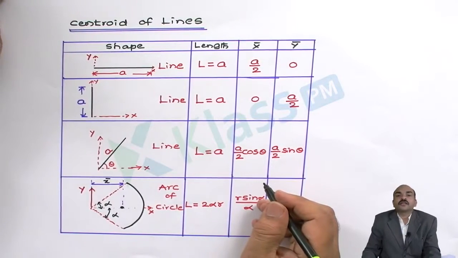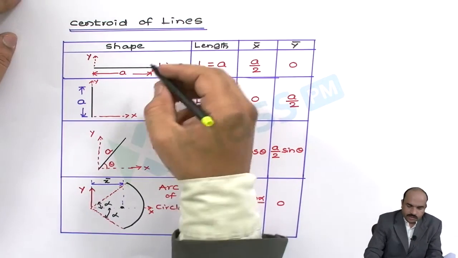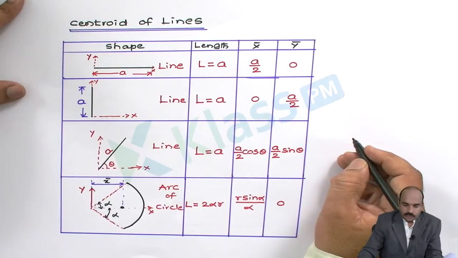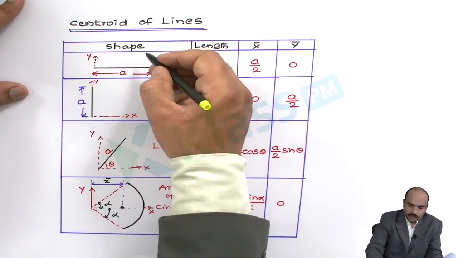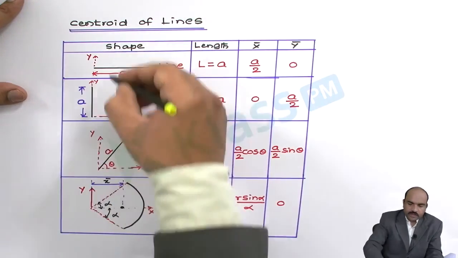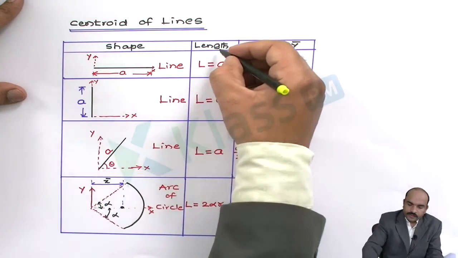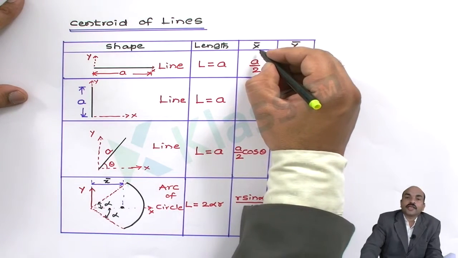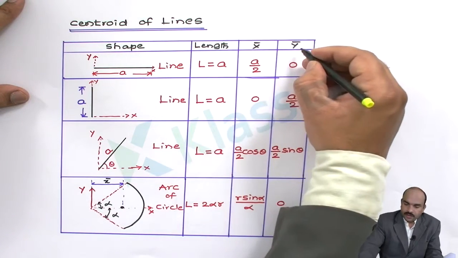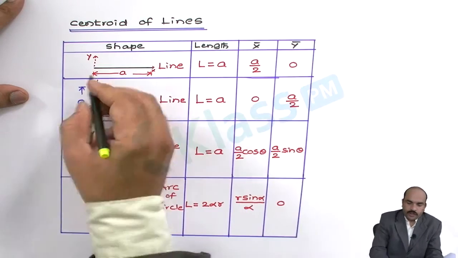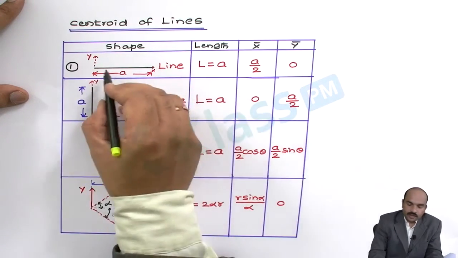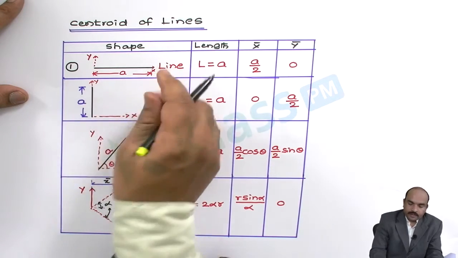Now let us discuss centroid of lines. So these are the different formulas we will be using for centroid of lines. Here the shape is drawn, and this is the length of the line, this is the x centroid, and this is the y centroid.